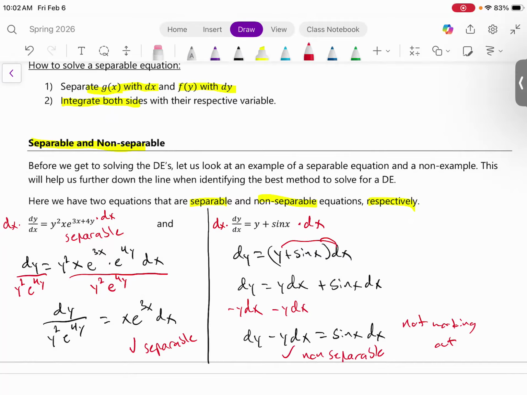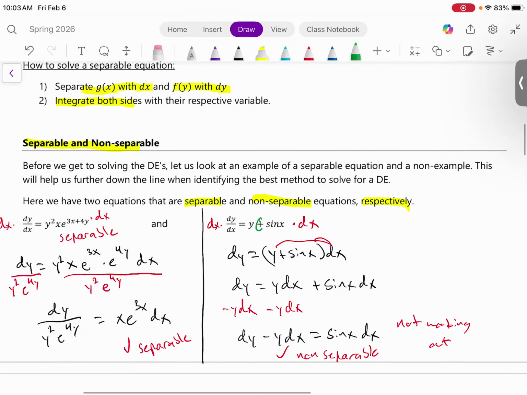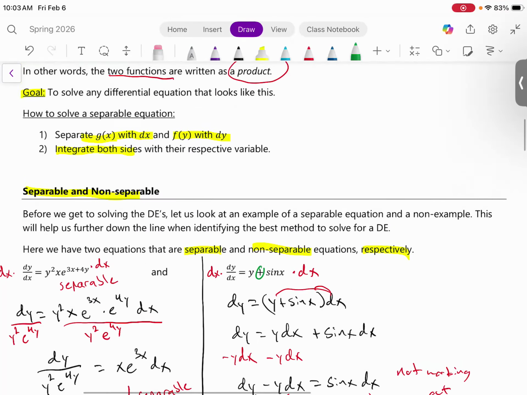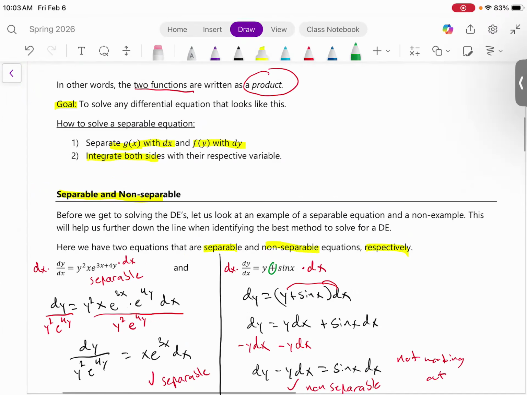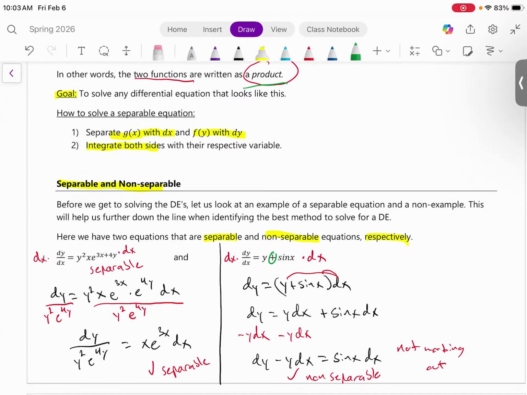Those are just two examples of separable and non-separable, and really the key indicator was this plus sign here. It's just not meeting the criteria of being a product. In the next video, we'll check out some examples, but that's it for this one. Take care. I'll see you in the next video.